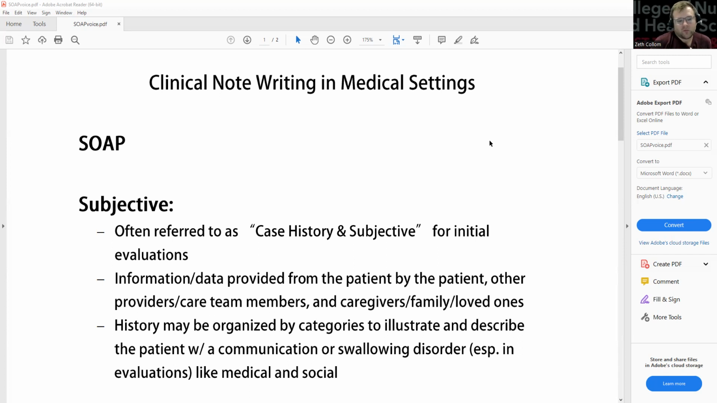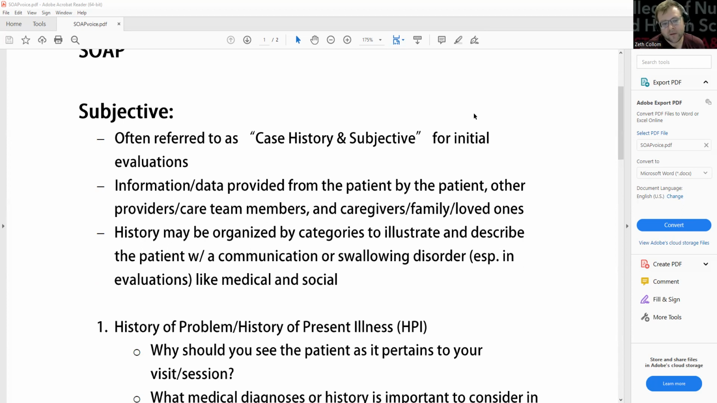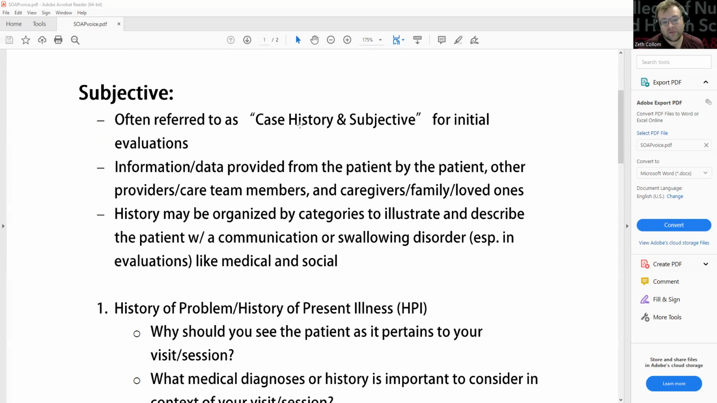So let's talk a little bit about what SOAP means. The S stands for subjective. You'll often hear this referred to as case history and subjective, especially for initial evaluations. Keep in mind this is for more medical-based settings, so everything's a visit, and what you bill determines whether it was an evaluation or treatment. You are going to write a SOAP note for an evaluation. A lot of times people will call this the case history and subjective if their first visit is an initial evaluation. It doesn't change too much for evaluation versus treatment.